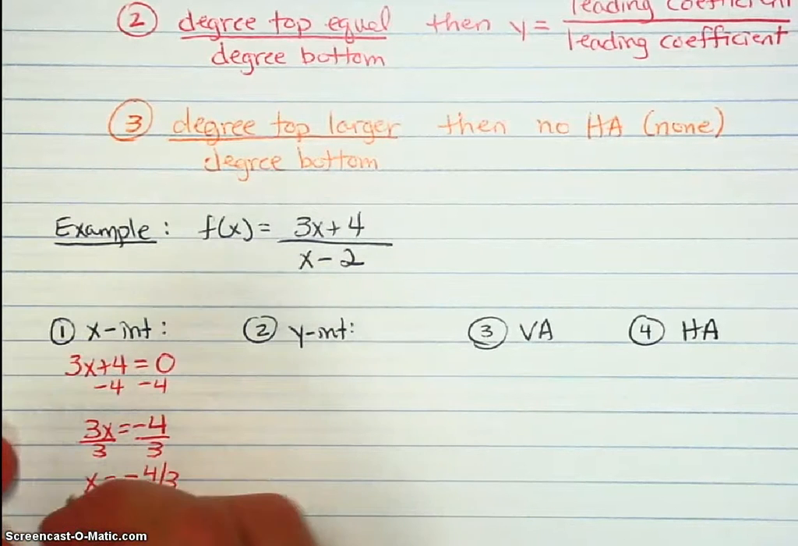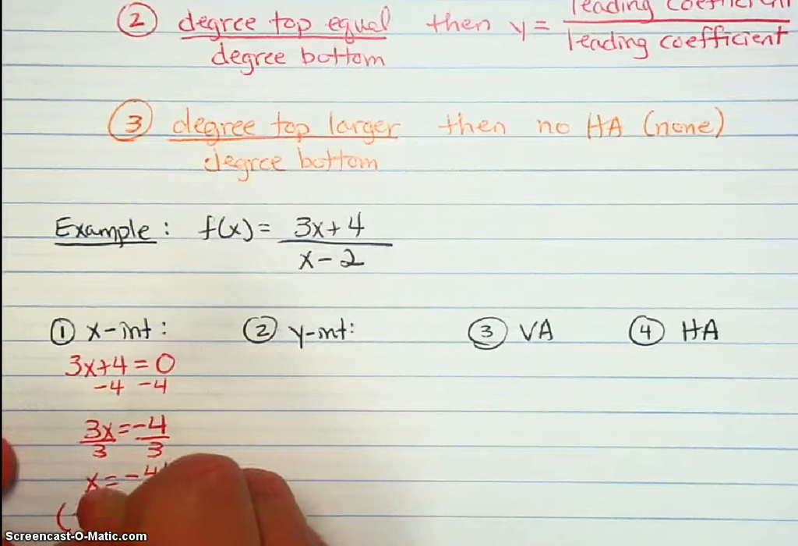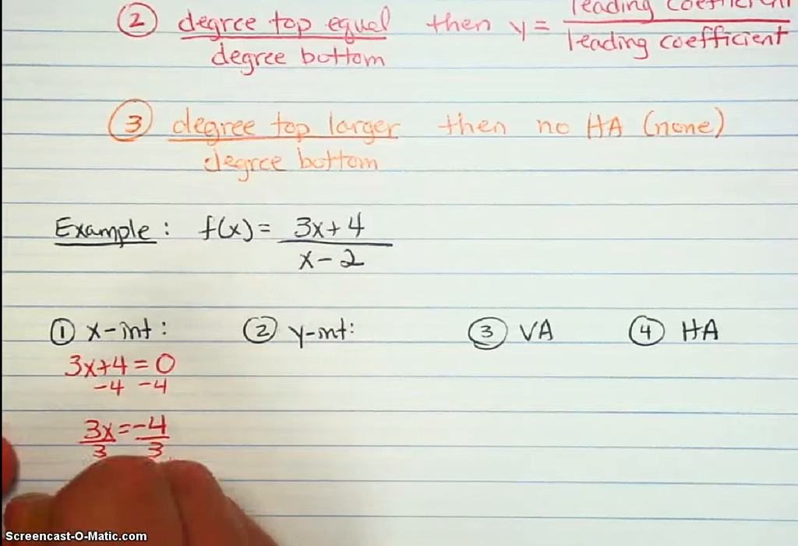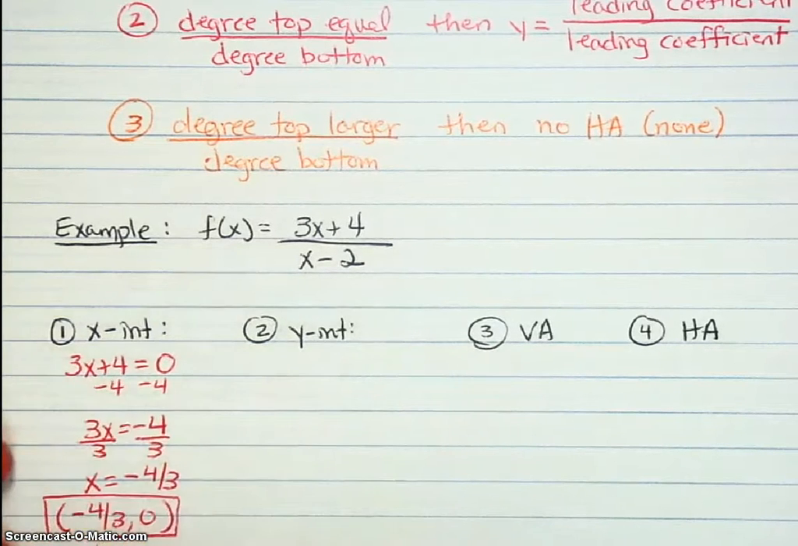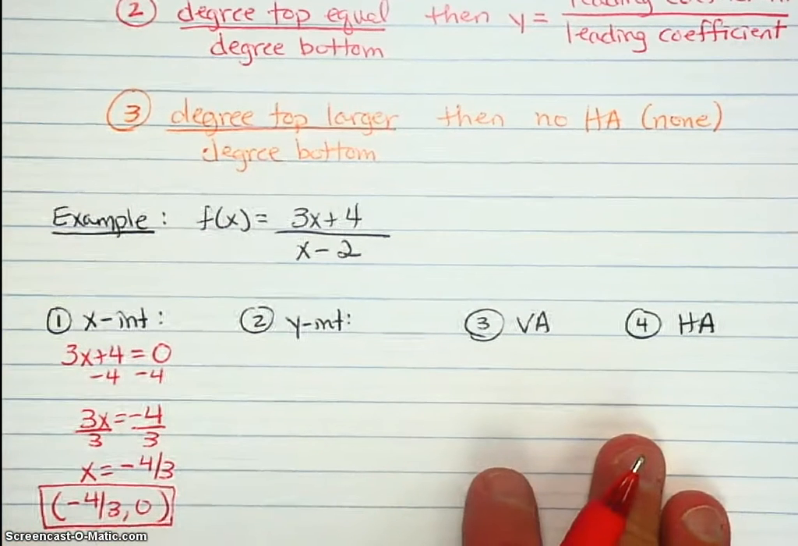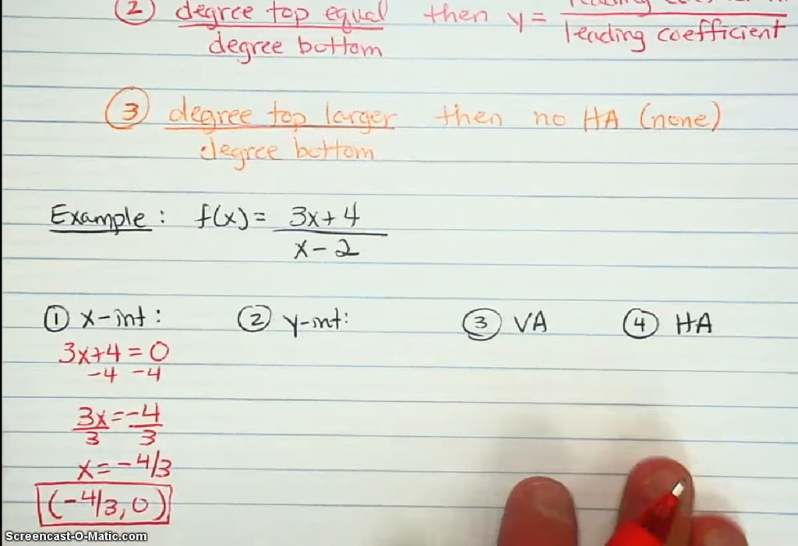So my point, or my coordinate, would be negative 4/3, comma 0, and that would be my x-intercept. So what that means is the graph crosses the x-axis at approximately negative 4/3, 0. All right.